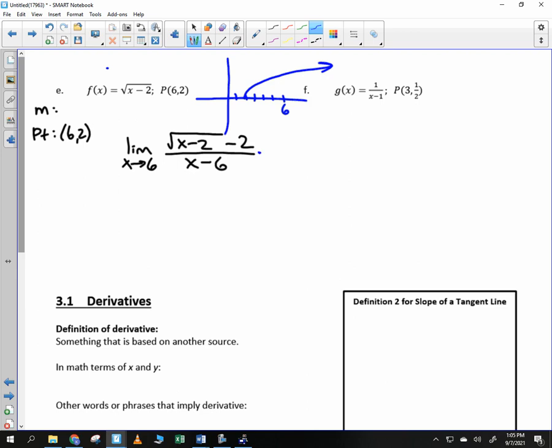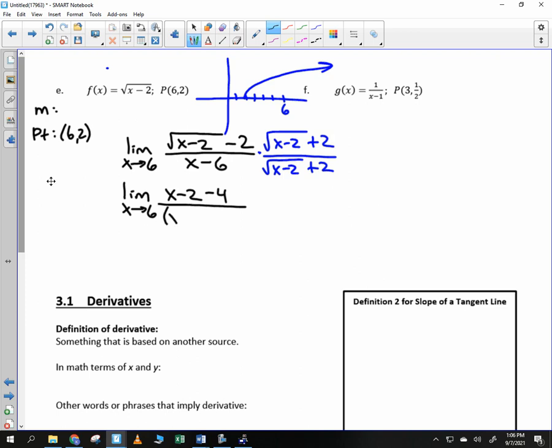Multiply by the conjugate. Square root of x minus 2 plus 2. So I now have the limit as x goes to 6 of square root of x minus 2 times square root of x minus 2. X minus 2. Then what? Minus 4 over x minus 6 times the root of x minus 2 plus 2.